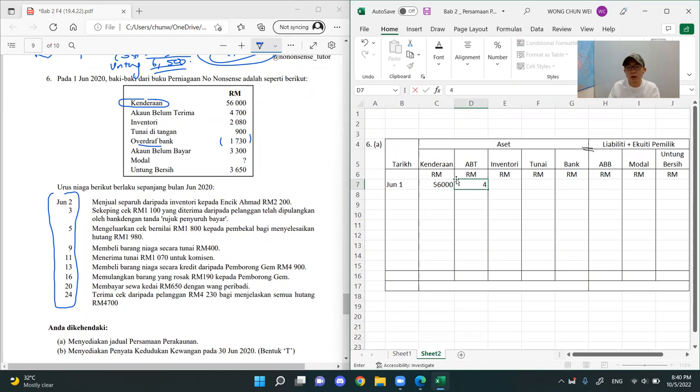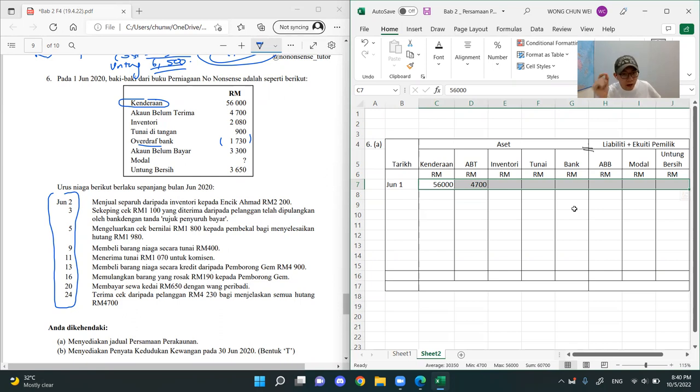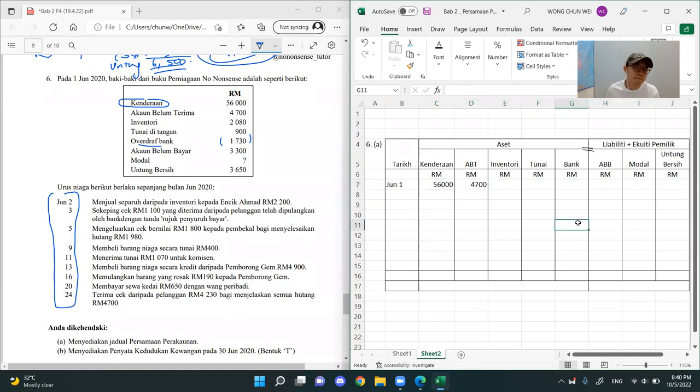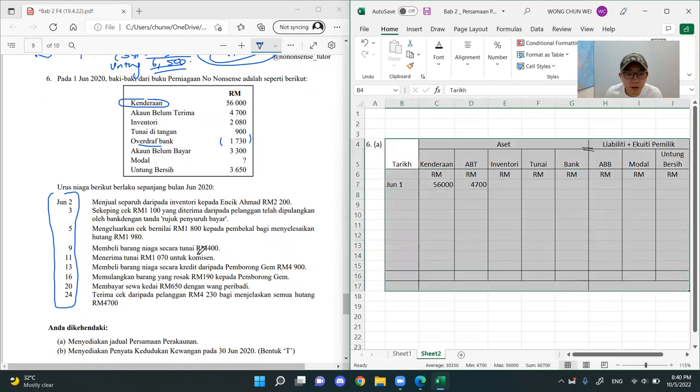So you put 4,700. Okay, so quickly, for those that have done, then you insert this figure into the column. And when you have done, then give me a done 2. Or just give me a 2 if you have done this one. Put all the figures in. But now I want to make sure everyone has done this table. Just the table. If you have done the table, you put a done. So that I can proceed.